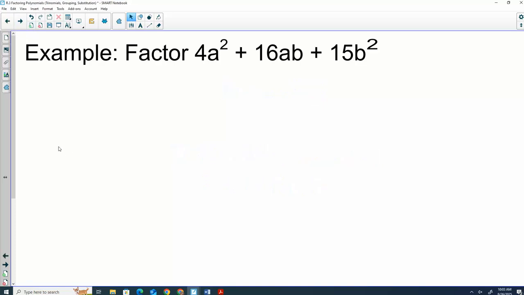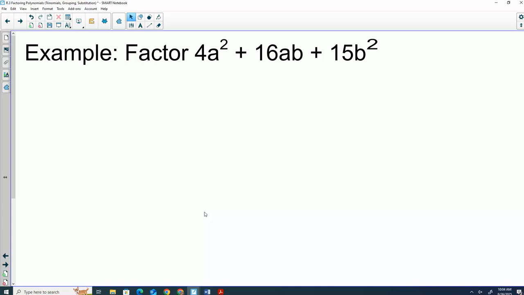Pattern that we're used to. So if I gave you something like this, not everything is nice and pretty, just x squared, x, and a constant. But you notice this one is kind of like that trinomial format. We have the three terms.